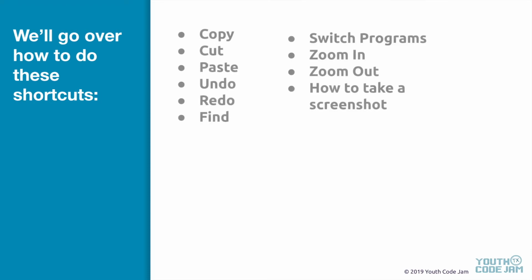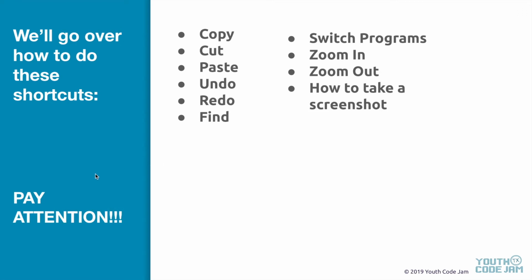These are some of the shortcuts we're going to look at, and a lot are related to each other. We'll look at copy, cut, and paste, which all go together. Undo and redo, very important, especially with typing and coding. Find, so how to find something in the document you're in. How to switch programs. Zoom in and zoom out. How to take a screenshot. That one's not really important per se, but it's really fun.